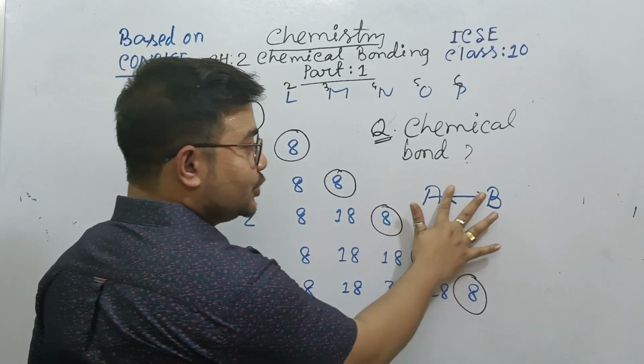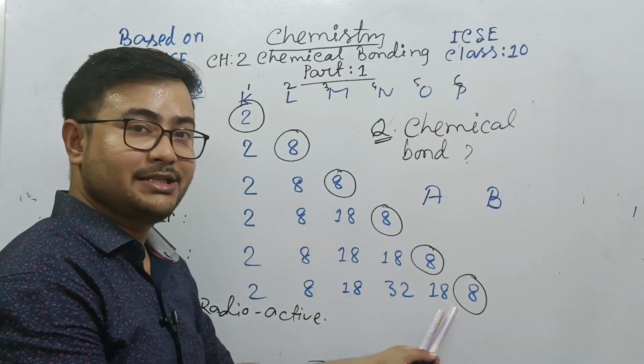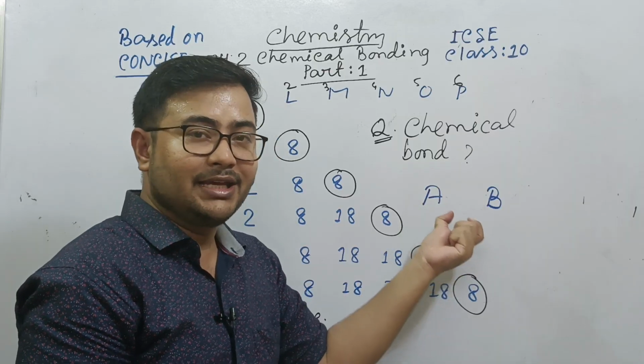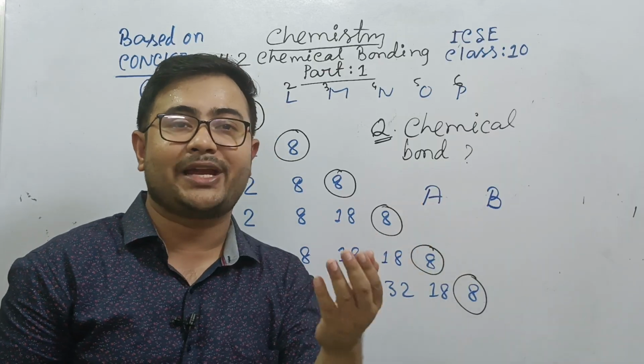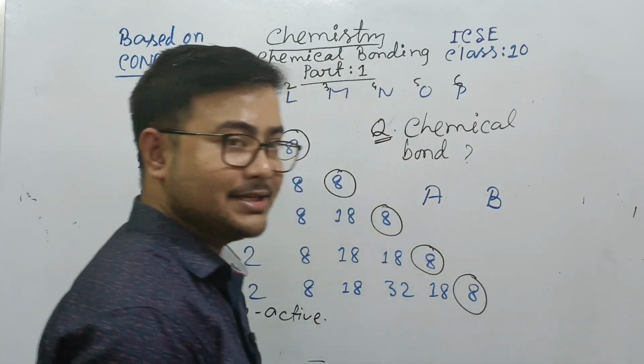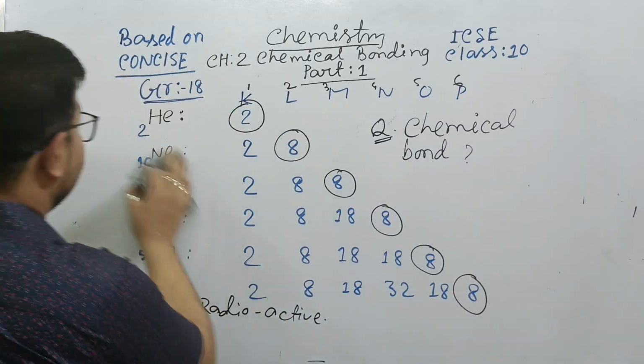So when these two atoms try to join, why do they try to join? To gain the stability like noble gases. So when the two atoms try to join, then they feel a force of attraction. This is known as chemical bond. Understand? Okay. Now this portion is done, note it down.